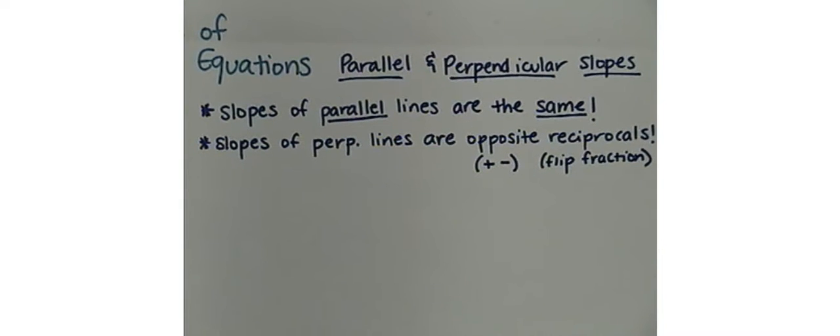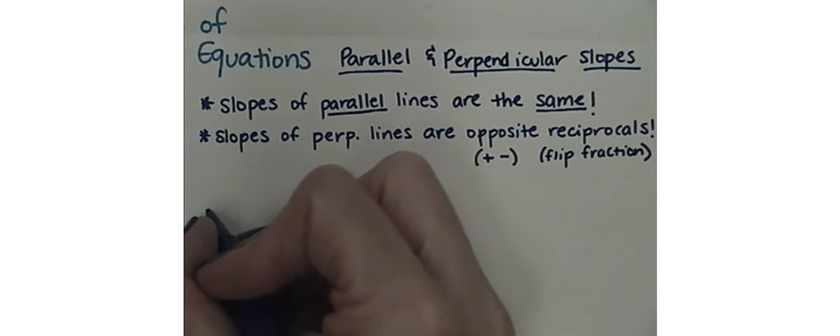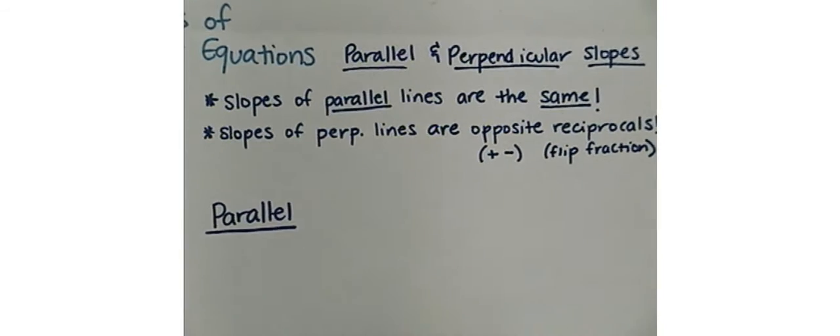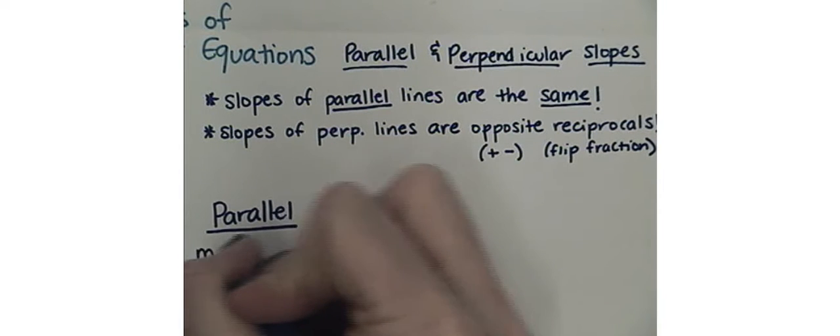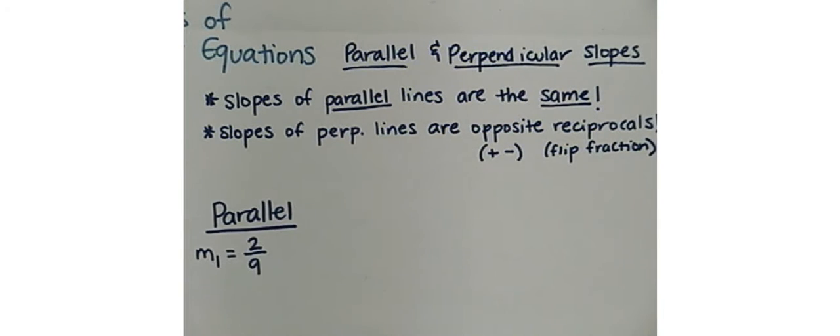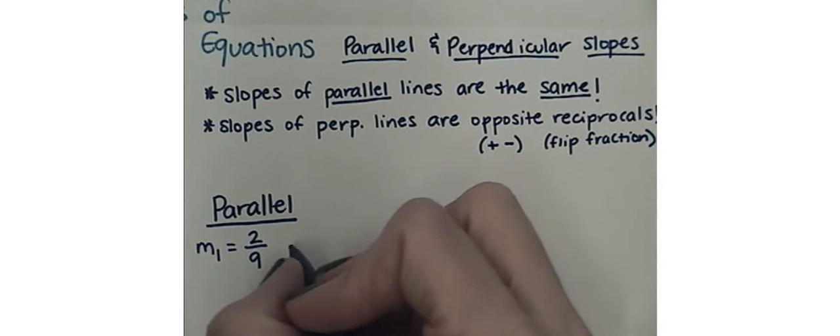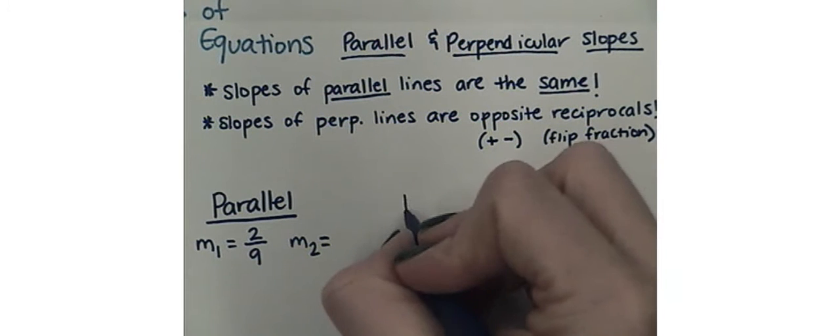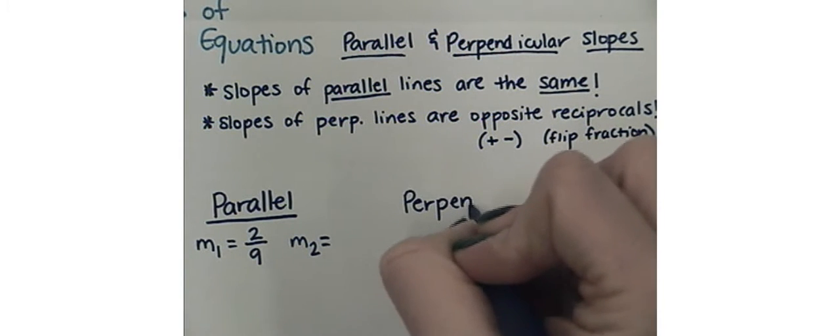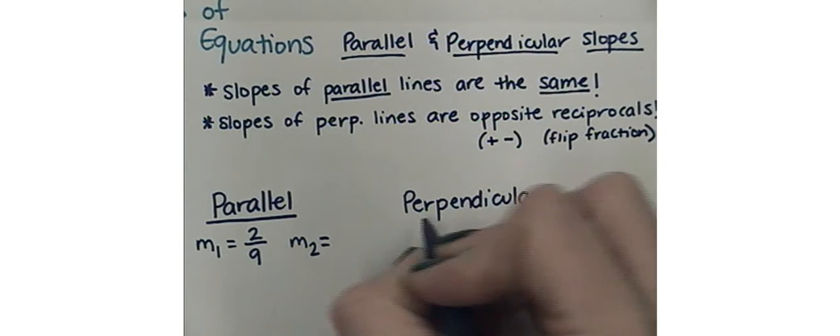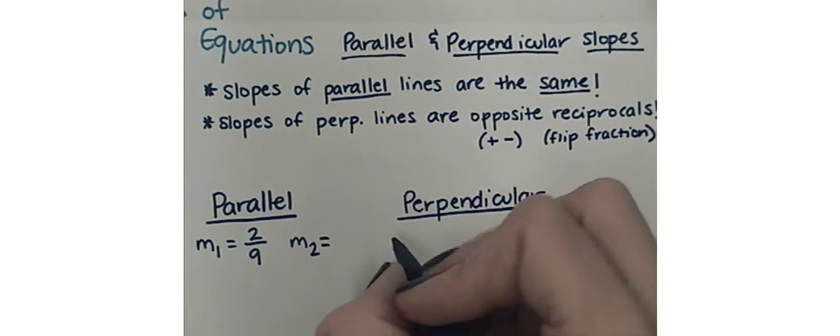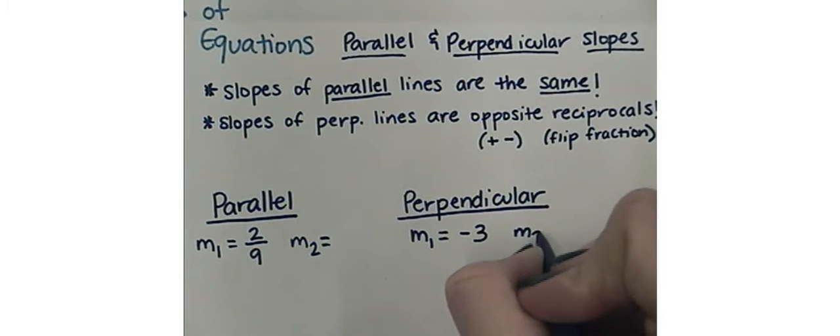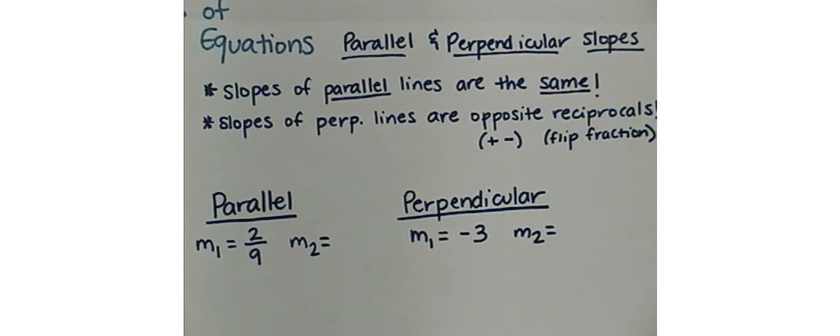So, if we're looking at examples here, I'm going to give you the slope of the first line, which is 2 over 9, and I want you to give me the second slope. So work on those two slopes.